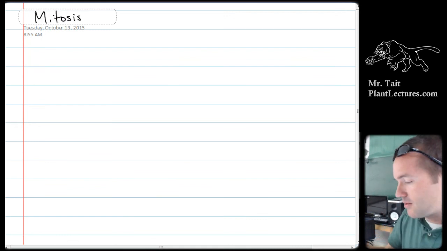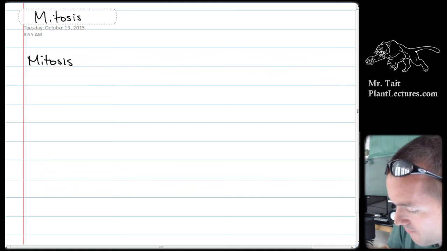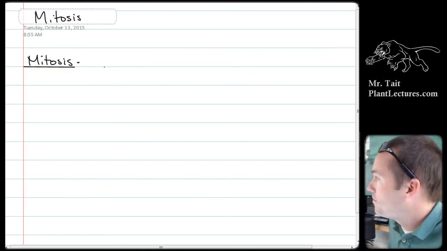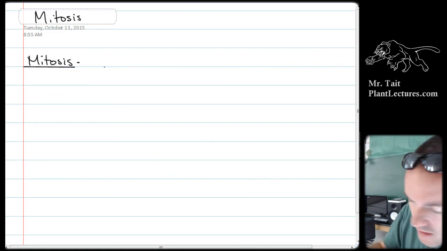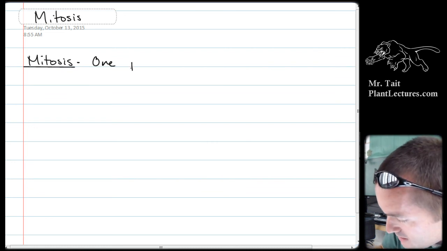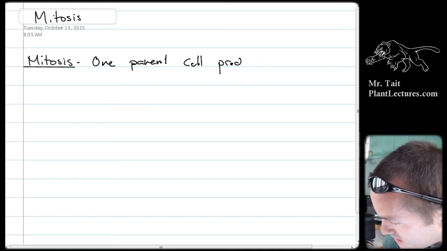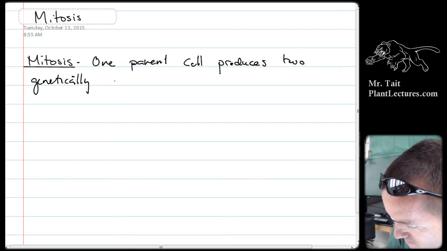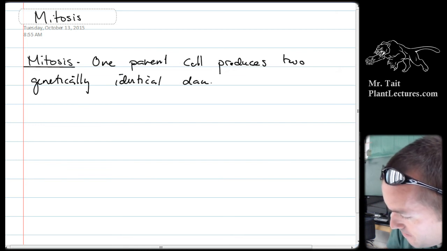Mitosis. That's what we're going to talk about today. We talked a little bit about it yesterday. It's one of the M phases that you can go through. The two M phases are mitosis and meiosis. Mitosis is the one that is going to produce daughter cells that are identical. Okay, so we can say that one parent cell produces two genetically identical daughter cells.